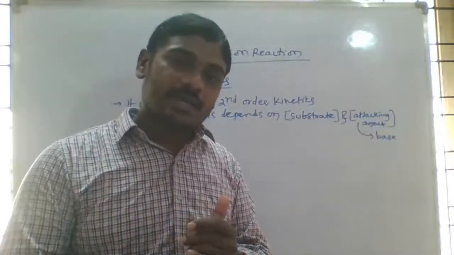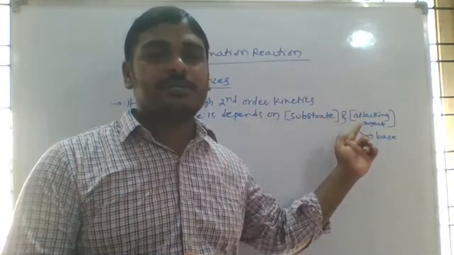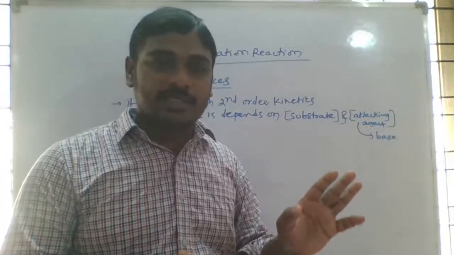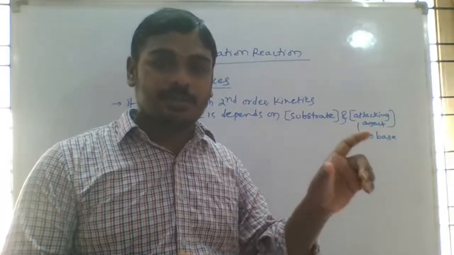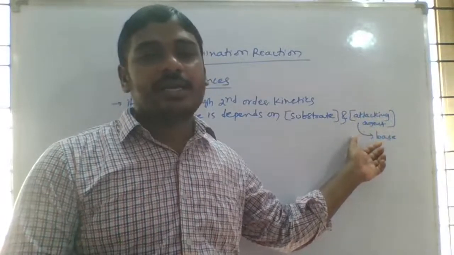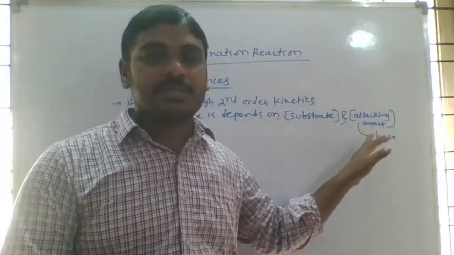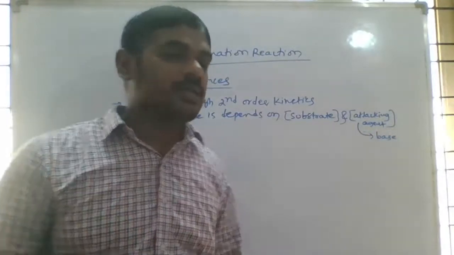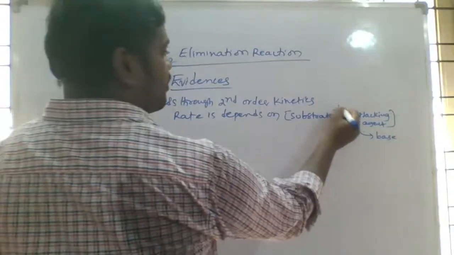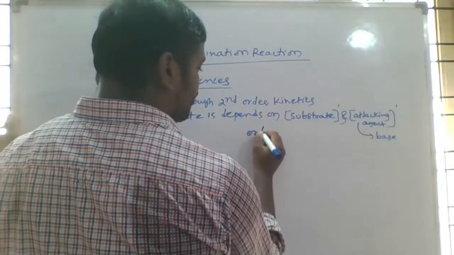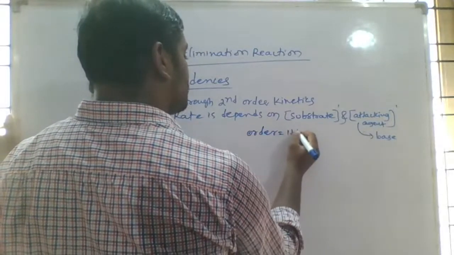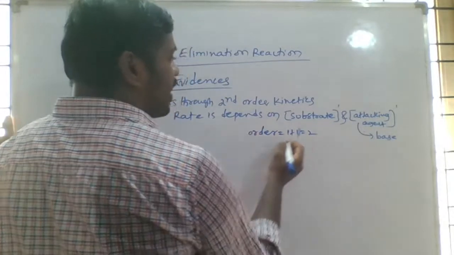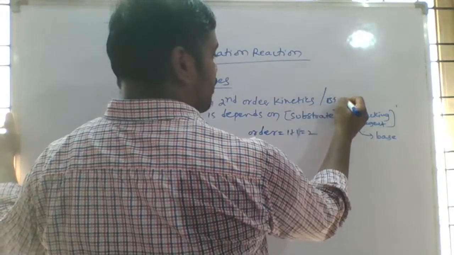In this step, the rate mainly depends on the concentration of the substrate molecule as well as the concentration of the base. Therefore, the order of the reaction is equal to the sum of the powers of the reacting species in the rate determining step. In the rate determining step, the species involved are one substrate molecule and another one a base. Therefore, the order is equal to how much? Here 1 plus 1, 2. So the order is equal to 2. This is second order kinetics and a bimolecular reaction.